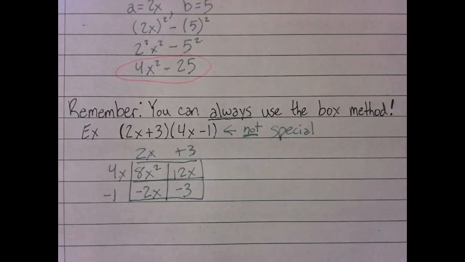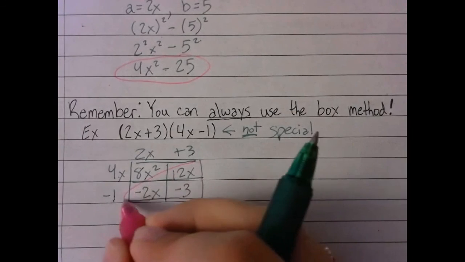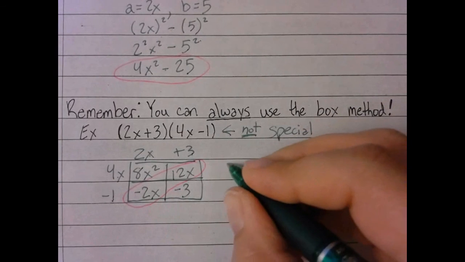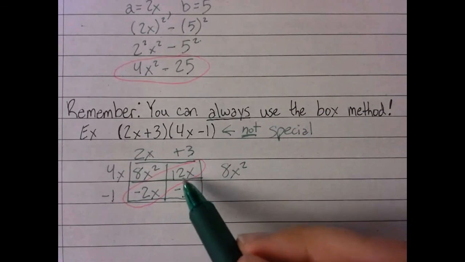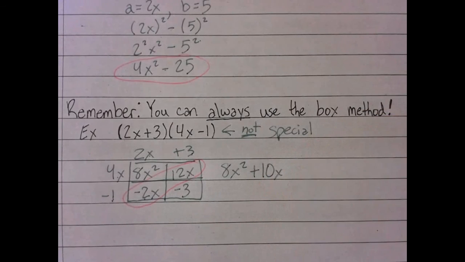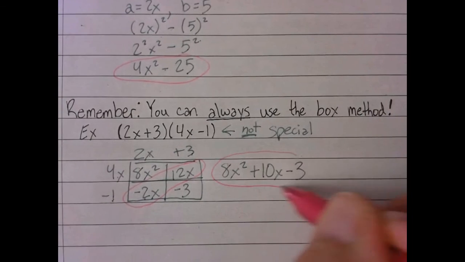All right, let's write it out in standard form. Don't forget that we're going to need to combine these. We end up with 8x squared. Then 12x minus 2x is positive 10x. Then minus 3. That's it.